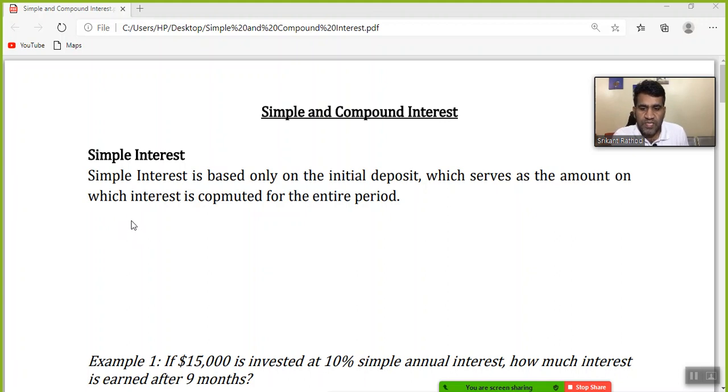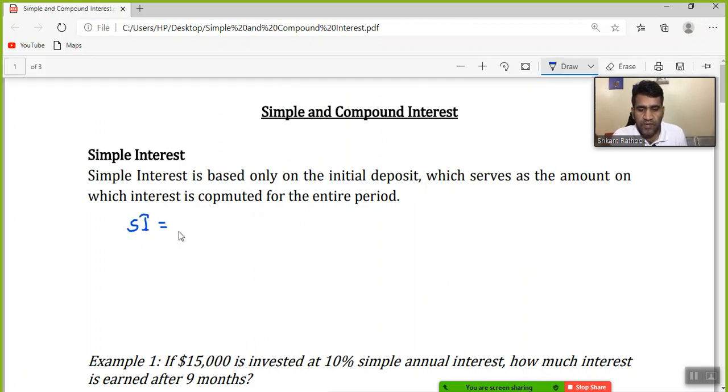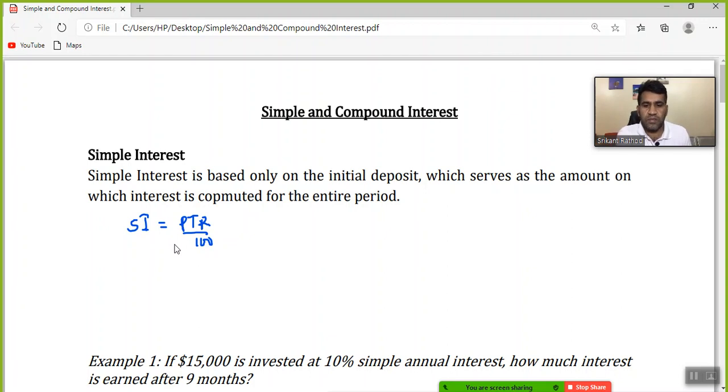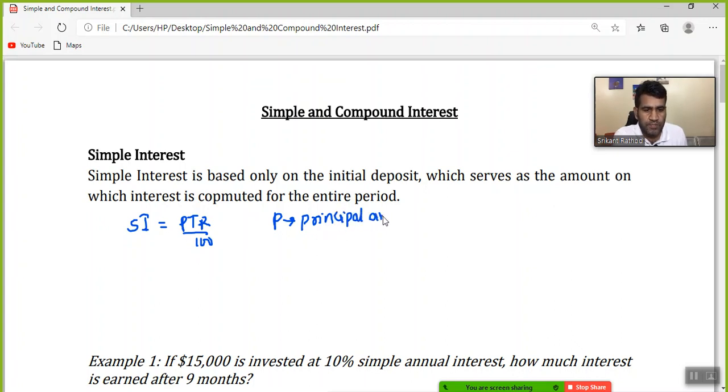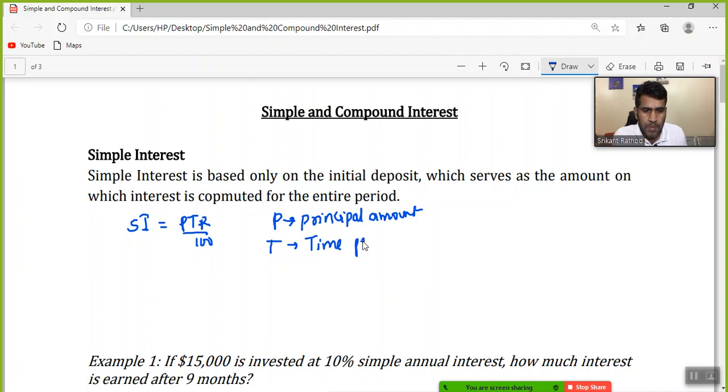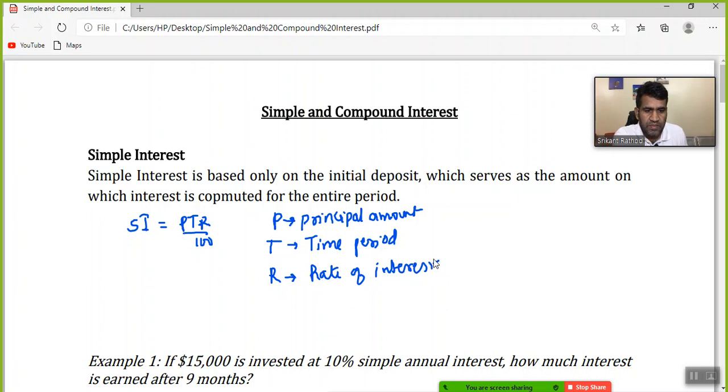Mathematically we can represent simple interest as SI equals PTR by 100. Some students refer to T as N, which just represents the number of years or time period. P represents the principal amount, or the initial deposit. T represents the time period, and R represents the rate of interest. Remember, the time period here is in terms of years. Always, for simple interest, the period is in terms of years.